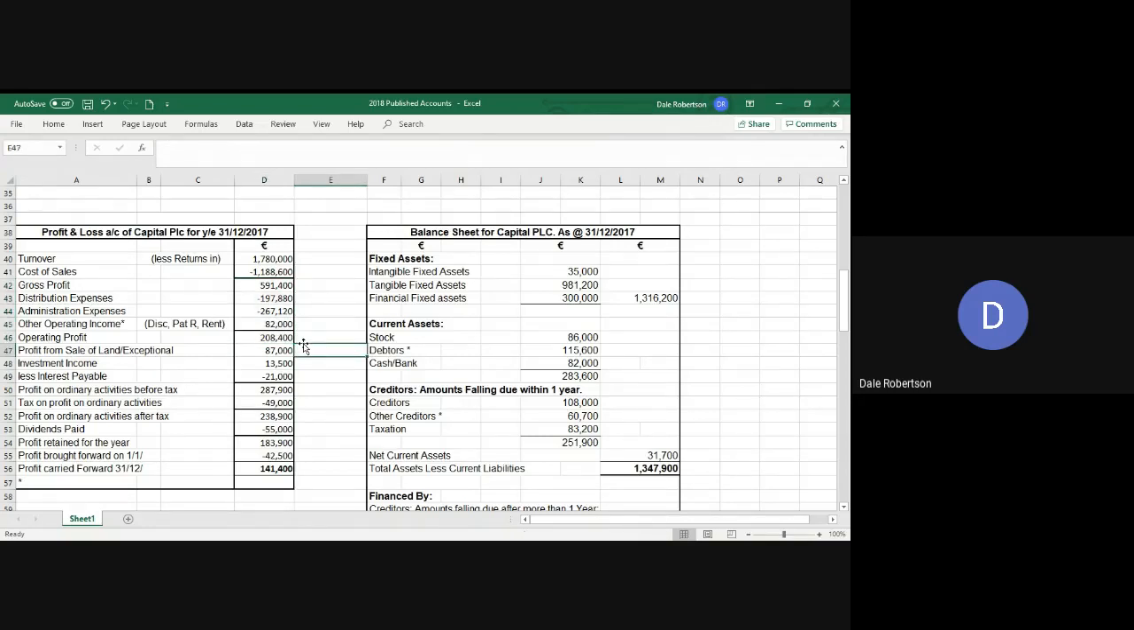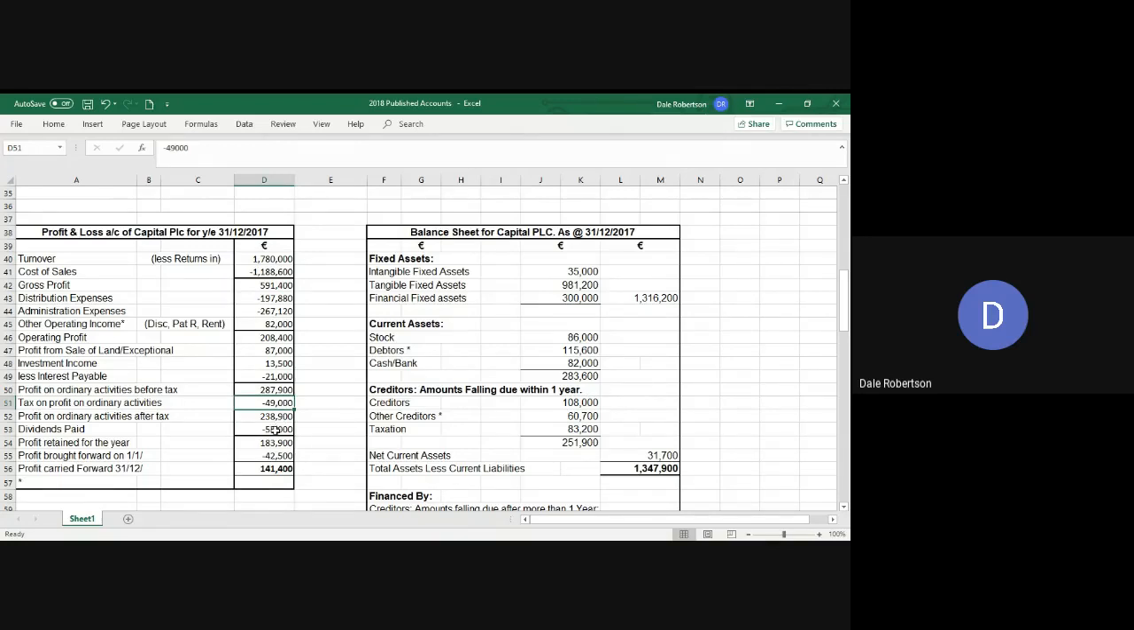Here are some further incomes and expenses. You have your profit of sale of land. It's what we call an exceptional item of 87,000. You have your investment income, and you take away your interest payable, calculated in working 3. And that gives you your profit before tax. Also in working 3, we had our corporation tax. We take that away to get your profits after tax.